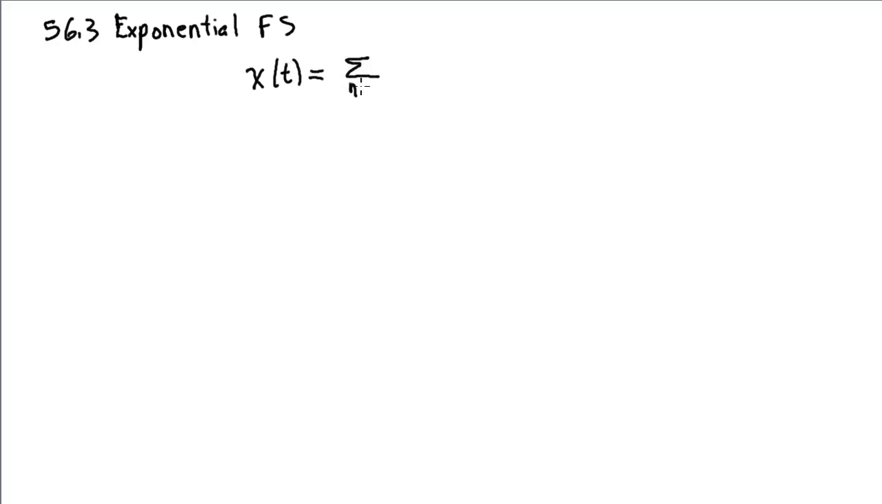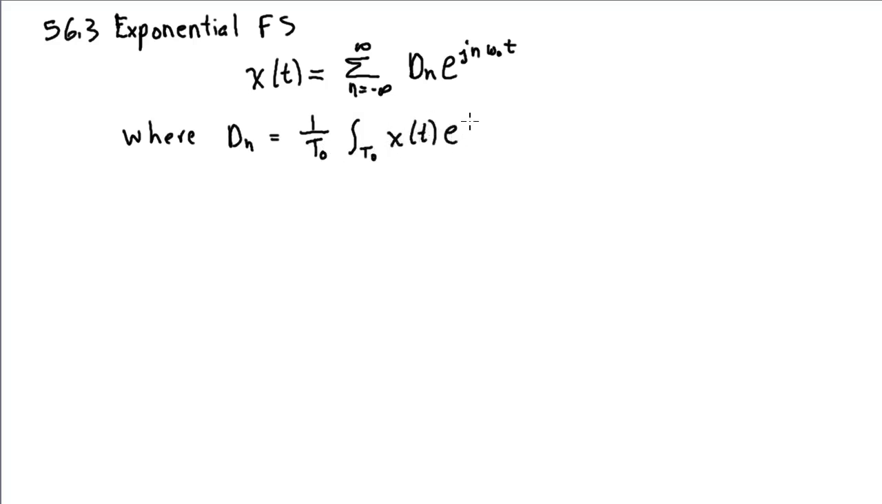So here we have a sum now going from minus infinity to infinity of Dn, and then we use these complex exponentials, e to the j n omega 0 t, where we calculate the coefficients in the exponential Fourier series. It's 1 over T0, again, the integral over any T0 interval of x of t e to the minus j n omega 0 t dt.